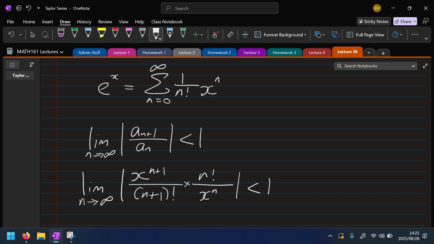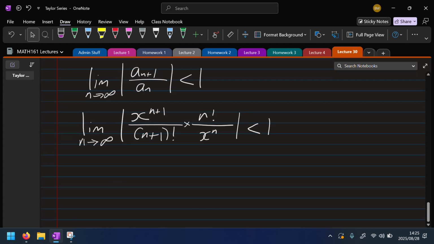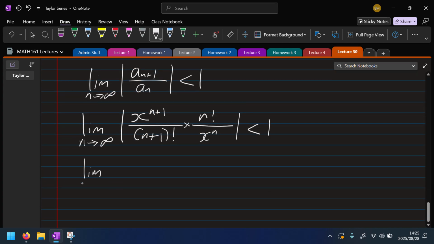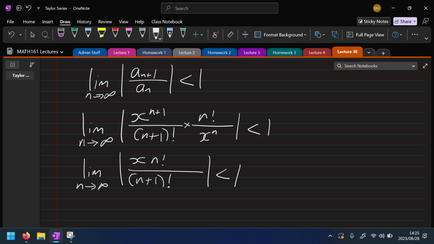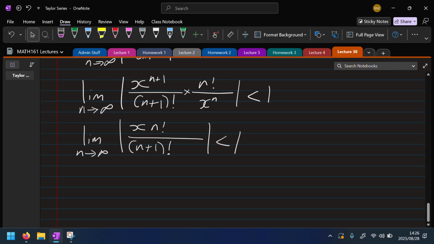Okay, we can simplify. At the top, we have x to the n. At the bottom, we have x to the n. They can go away. So we're left with x at the top. So this will be the limit as n goes to infinity, absolute value. So now we're just left with x up there, n factorial over n plus 1 factorial, less than 1. Okay. Now the factorials we need to get rid of. But we know n plus 1 factorial is n plus 1 times n factorial. So we can write that and then cancel with that top one.